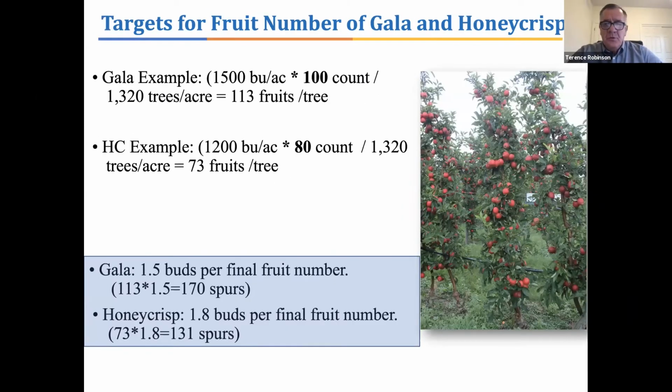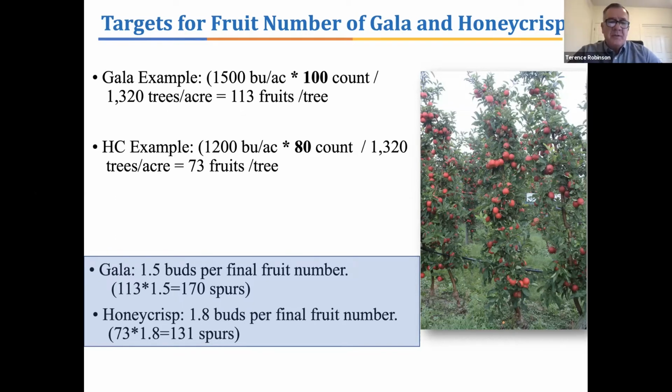I want to review the kinds of calculations that you need to have for your own orchard. Every person needs to calculate what their target number of final fruits after thinning is. I gave these same two examples last week. A typical mature tall spindle Gala block can easily, routinely do 1,500 bushels to the acre. And if we're targeting 100 count fruits at the 3 by 11 spacing of 1,300 trees to the acre, it's about 113 fruits per tree. If you're 3 by 12, it's closer to 125 to 130 fruits per tree.